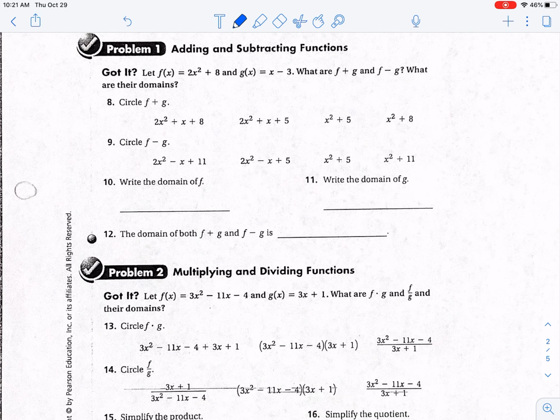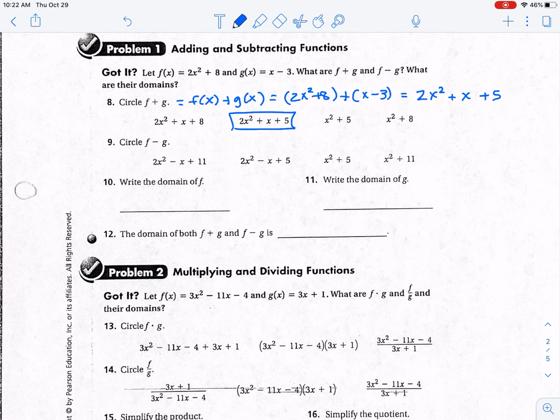If I have f plus g, well, that is the same as taking f of x plus g of x. F of x is 2x squared plus 8. G of x is x minus 3. Well, that's the same as 2x squared plus x plus 5. Okay? So I'm going to box that one in.